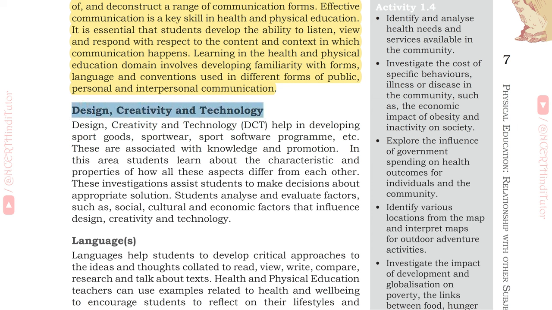Design, creativity, and technology. Design, creativity, and technology, DCT, help in developing sport goods, sportswear, sports software program, etc. These are associated with knowledge and promotion. In this area, students learn about the characteristics and properties of how all these aspects differ from each other. These investigations assist students to make decisions about appropriate solution. Students analyze and evaluate factors such as social, cultural, and economic factors that influence design, creativity, and technology.